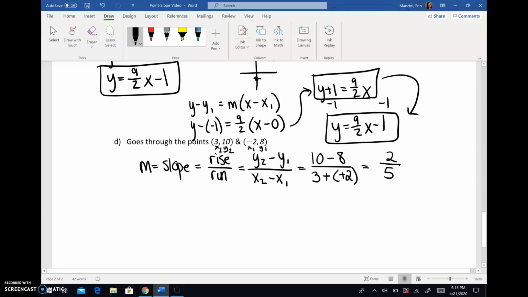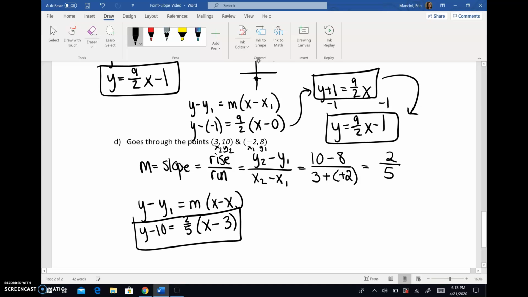So you can do either point. You can do y minus your y-coordinate equals your slope times x minus your x-coordinate. You just have to plug in a point that's on the line, and both of these points are on the line. So I could do y minus 10 equals my slope times x minus 3. That is a perfectly good answer. Okay, you can also write the equation as y minus 8 equals your slope times x minus your x-coordinate, which is x minus negative 2.